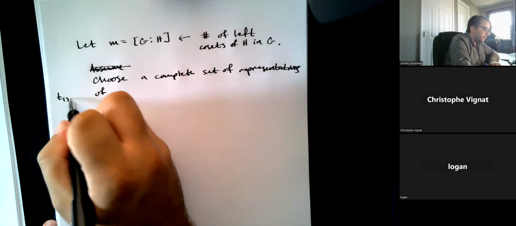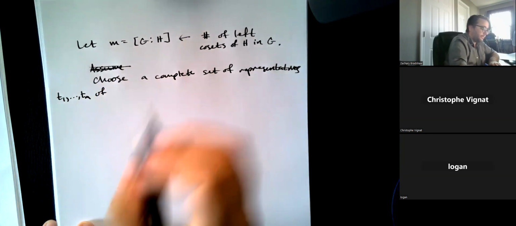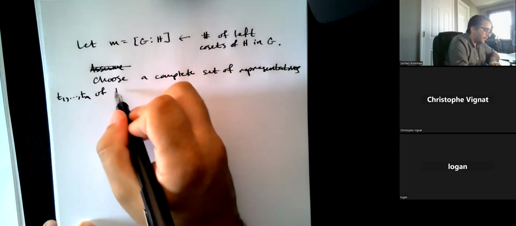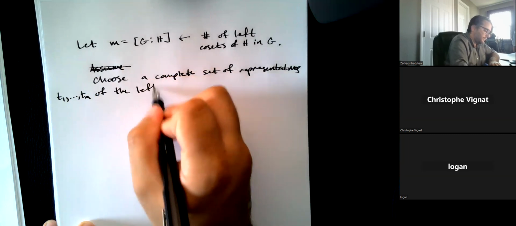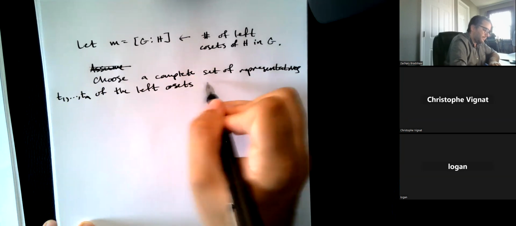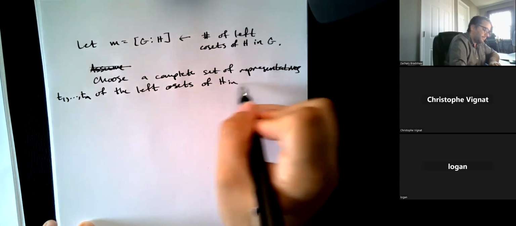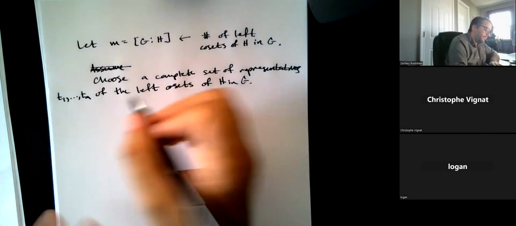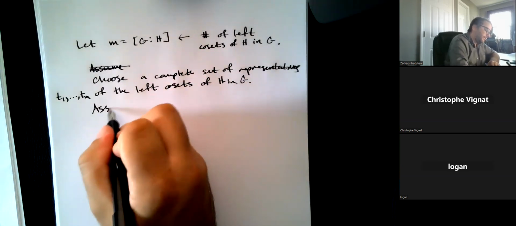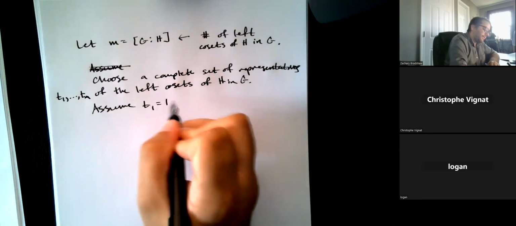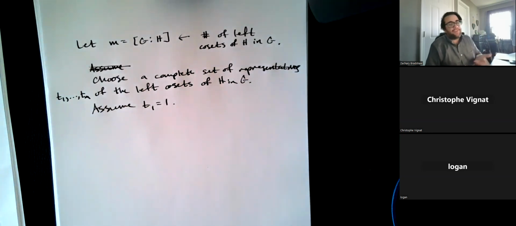Let's call them T1 through Tm again, of the left cosets. Now, without loss of generality, let's assume that T1 is equal to 1. Why? Because the identity is in one of these cosets, since the cosets partition G, and that coset can be represented by anything inside of it. So we might as well let it be the identity element.